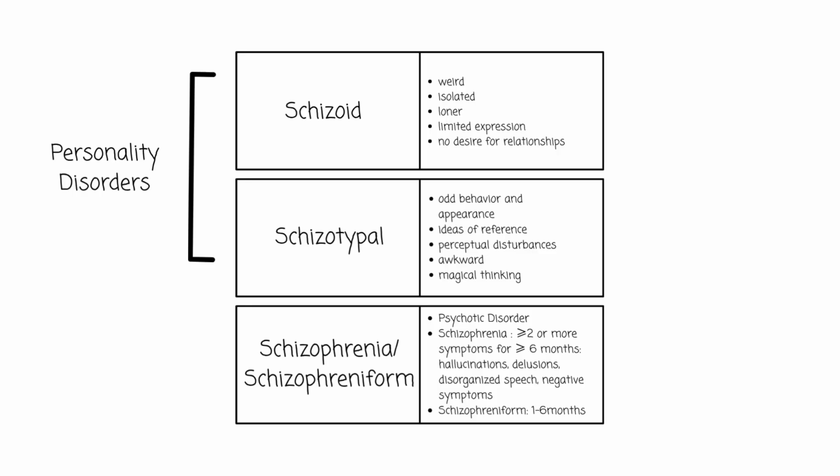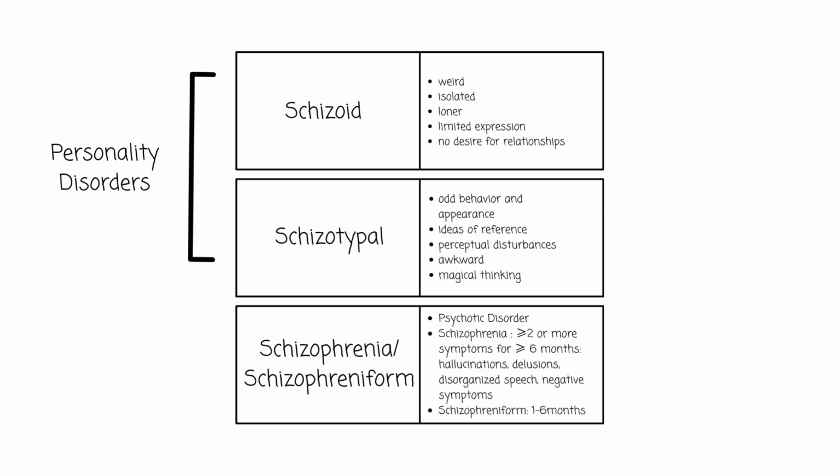Now, with schizophrenia and schizophreniform, the difference here is that these are psychotic disorders. So, schizophrenia requires a diagnosis of greater than or equal to 2 symptoms for greater than or equal to 6 months. And these criteria include hallucinations, delusions, disorganized speech, and negative symptoms.